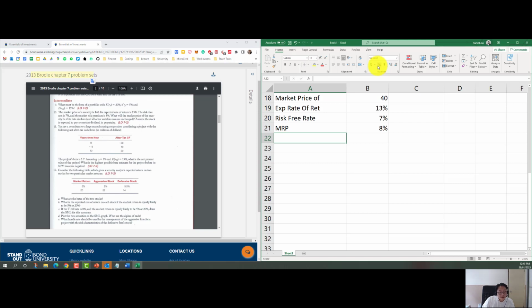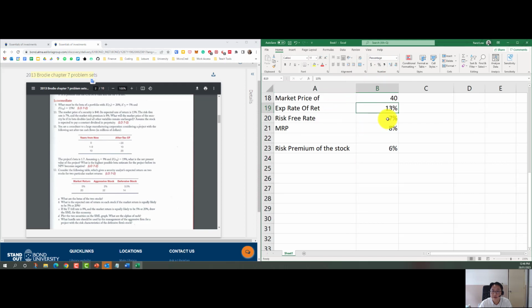Now, if the beta of the security doubles, then we know that the risk premium doubles as well. The risk premium right now is 13 minus 7%. What does that give us? That gives us the risk premium of the stock, because the expected rate of return is 13% and the risk-free rate is 7%. So what we got to work out now is that the new risk premium is really going to be 12%.